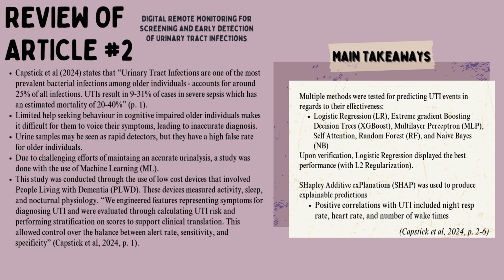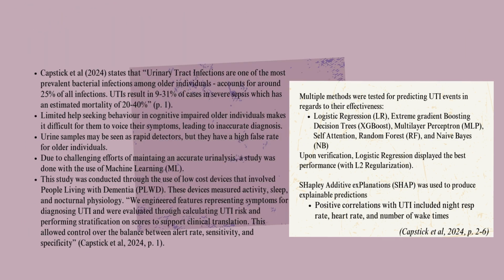The main takeaway was that six different methods were tested for predicting UTI events in regards to their effectiveness. Upon verification, logistic regression displayed the best performance. It was able to successfully predict UTI risks up to 2 days before any recorded clinical urine tests. During the study, it was evident that during the night, respiratory rate, heart rate, and the number of wake times were all positively correlated with a higher risk score of UTI.